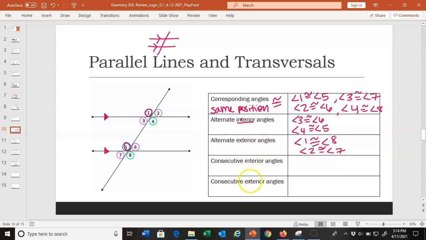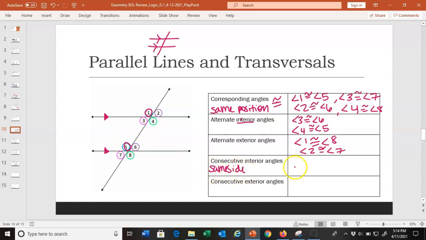Next are our consecutive interior angles. So those consecutive, you think of consecutive numbers. Consecutive numbers are numbers that come one after another, like 1 and 2, 3 and 4, 4 and 5. So these are angles that are sort of, I don't want to say next to because that could be confusing, but here they are. They're inside, right? Interior, so they're inside those parallel lines. Angles 3 and 5, those are consecutive interior. Some call them same side interior because they're on the same side of the transversal. So you might see them written as same side interior.